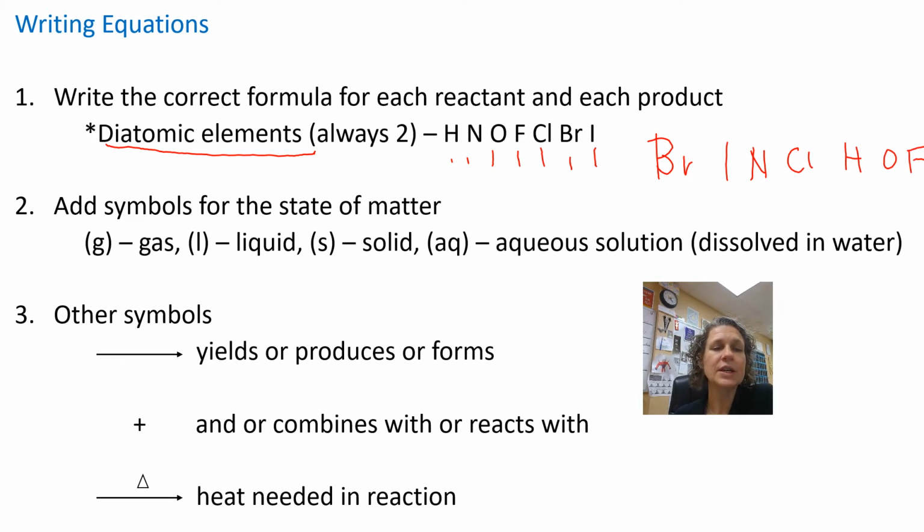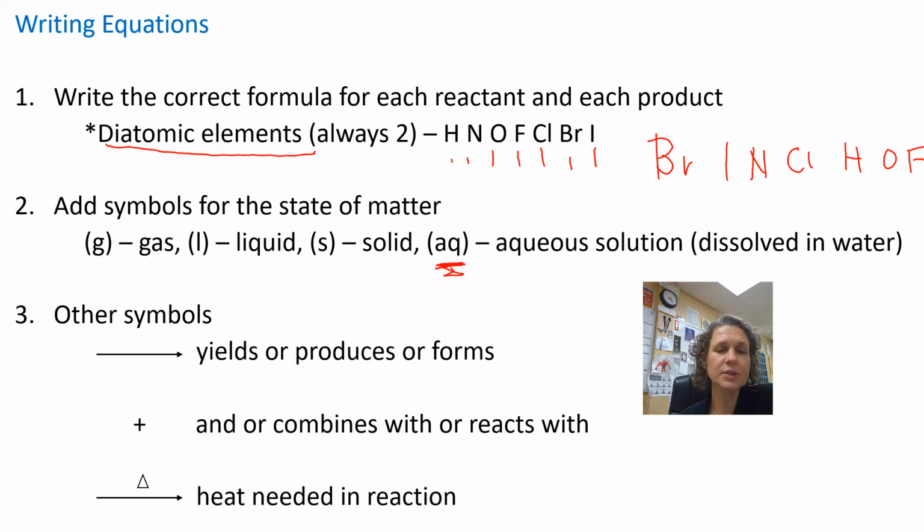Okay, so then you add the symbols if you know, or if you're given, the states of matter. The four main ones are for a gas, a liquid, a solid, so G, L, or S. And then probably the most common if we're dealing with solutions is AQ, and that means that it is something that is dissolved in water. I'll have to give you that information, or you'll have to know it if you want to be able to label them.